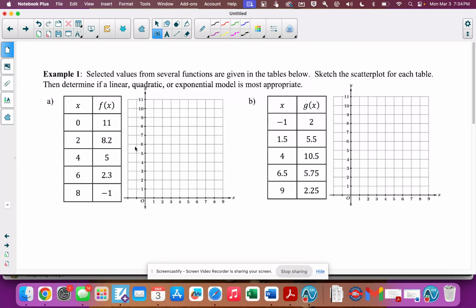Okay, so let's see, 0, 11, all we're doing is just graphing the points. 2 is a little bit more than 8, so about right there. 4 is 5. 6 is 2.3, again, a little bit more than 2. And 8 is -1, down here. Okay, so taking a look, this is definitely going to be a linear regression if we were to actually run the regression on it. We can tell by the data.